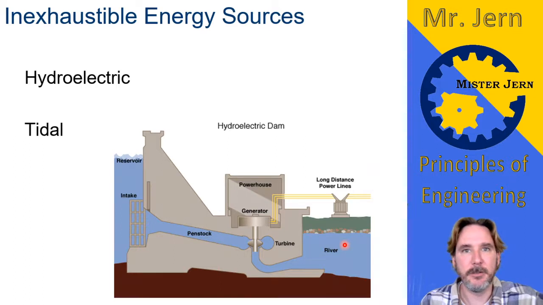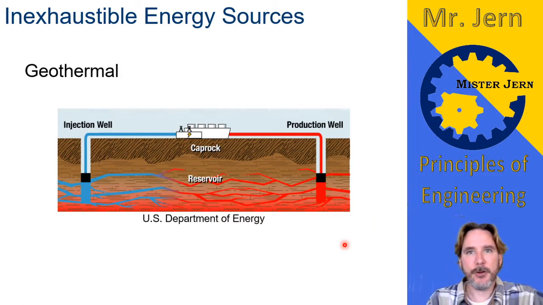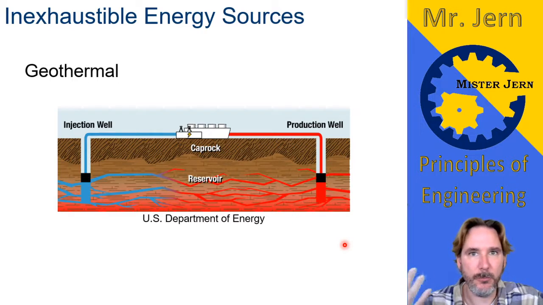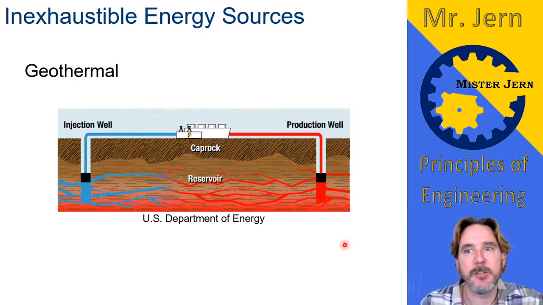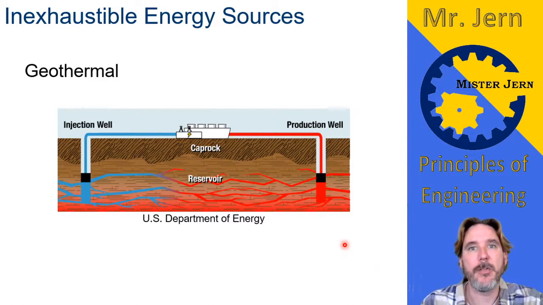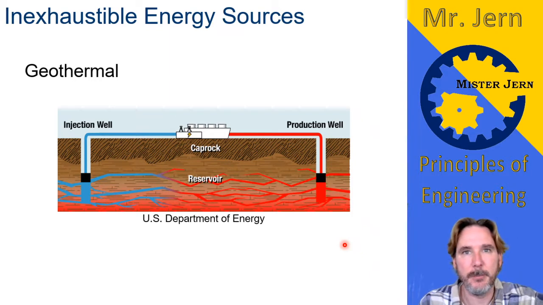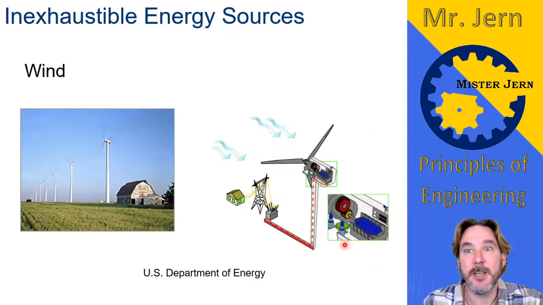Okay, inexhaustible. It's always going to be there. Geothermal, huge one. Iceland. They use geothermal for so much stuff because they have so much nice hot water down there. But basically, geothermal is using the difference between the hot water and the heat below the earth and the different temperatures above the earth. It's nice and, again, inexhaustible. You're never going to run out of heat in the earth.